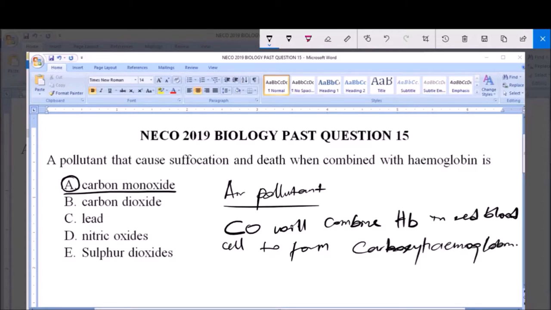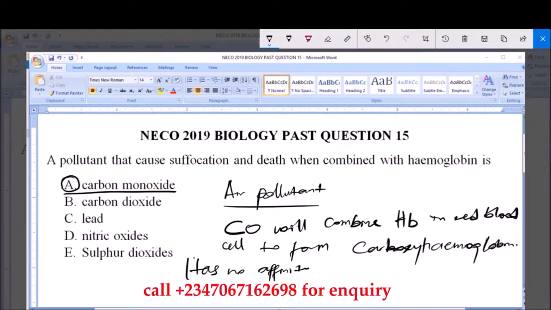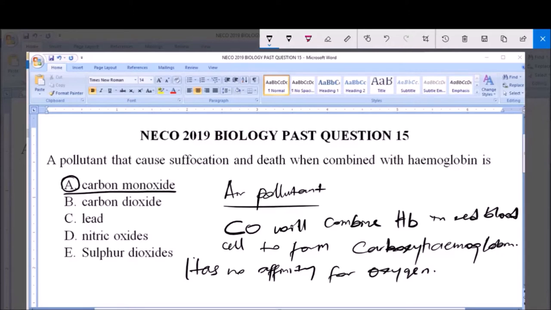Now this carboxyhemoglobin has no affinity for oxygen. And like we know, oxygen is very important in humans, because the brain consumes a lot of oxygen. When carbon monoxide combines with hemoglobin to form carboxyhemoglobin, its affinity for oxygen is decreased, and as blood goes to the brain, the brain lacks oxygen, and because of this, there will be suffocation. The brain will suffer suffocation, and when this persists after a long period of time, it will lead to death.